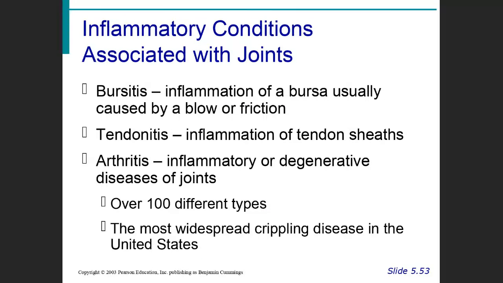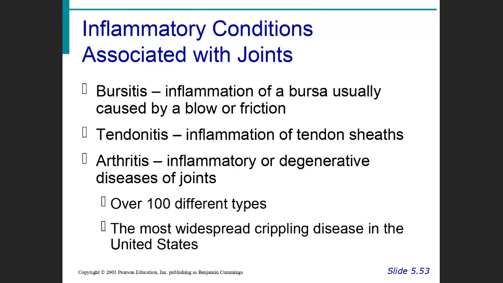Some of the things that can go wrong with your joints. Now, again, these won't be on quizzes. This is more of a clinical thing, but I thought, again, it would be interesting for you. Bursitis is the inflammation of those bursa, usually caused by either a blow or some kind of friction that happens in the movements that you make.